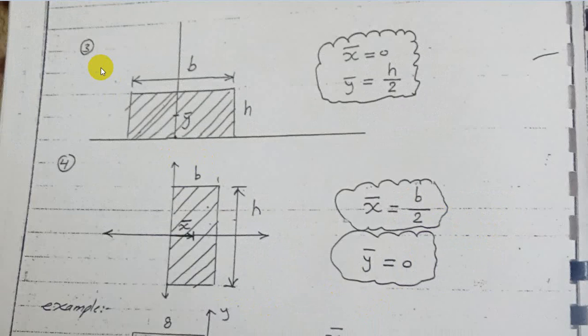The third region is a rectangular region coincident with, or centered on, the y-axis. This is a rectangular region centered on the y-axis.